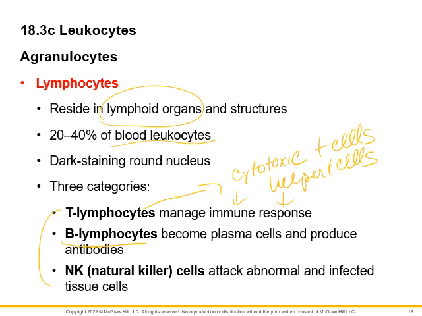B lymphocytes, their main contribution to your immune response is to produce antibodies. And then we have these cells called natural killer cells. They can attack abnormal and infected cell tissue. Natural killer cells and these cytotoxic T cells kind of do the same job.